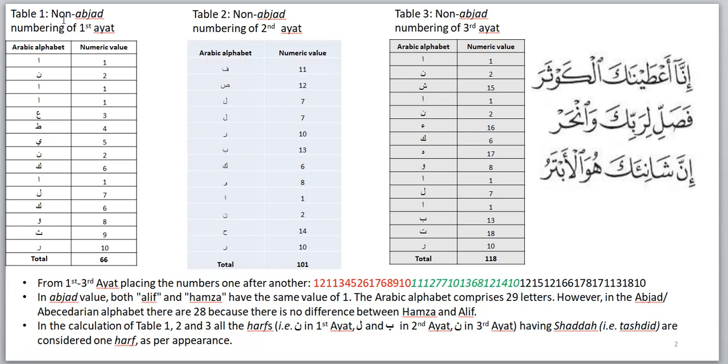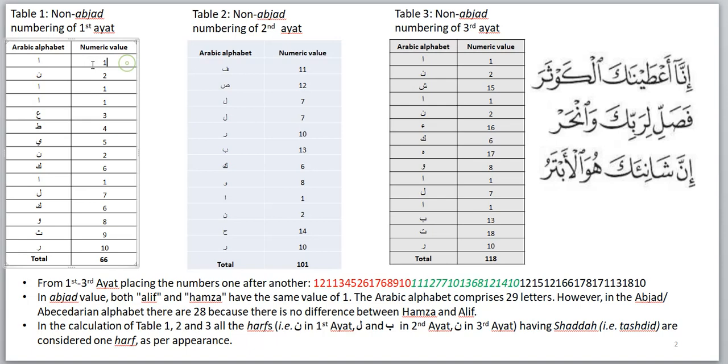Table 1 shows the non-abjad numbering of the first ayat, second ayat, and third ayat. Let me explain this first. This table is oriented based on the first appearance of the corresponding alphabets. That means in A'taynak al-Kawthar, in the first ayat, Alif is the first appearance, then Noon is the second appearance, then Ain is the third appearance, and Toa is the fourth appearance.